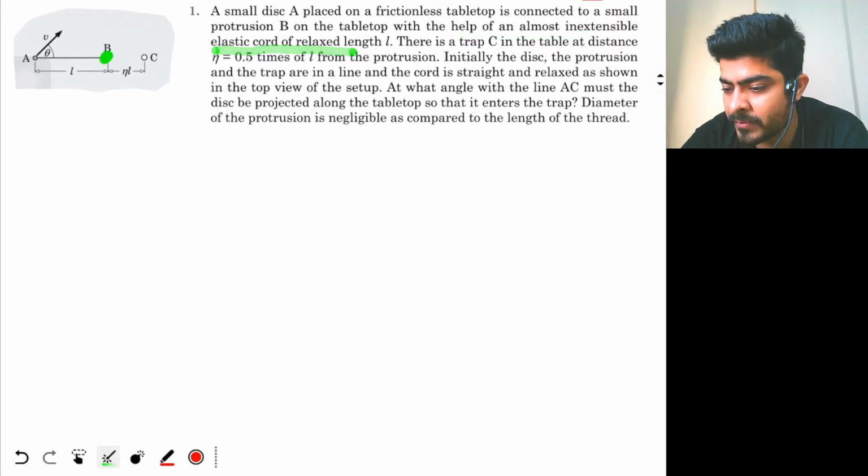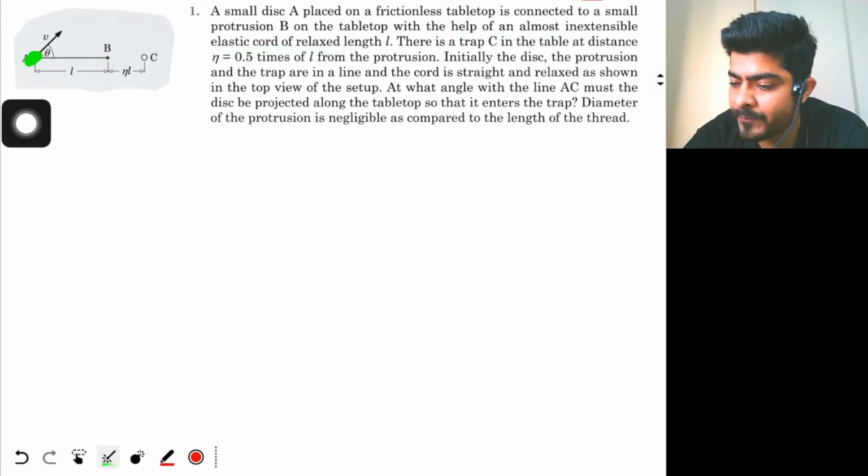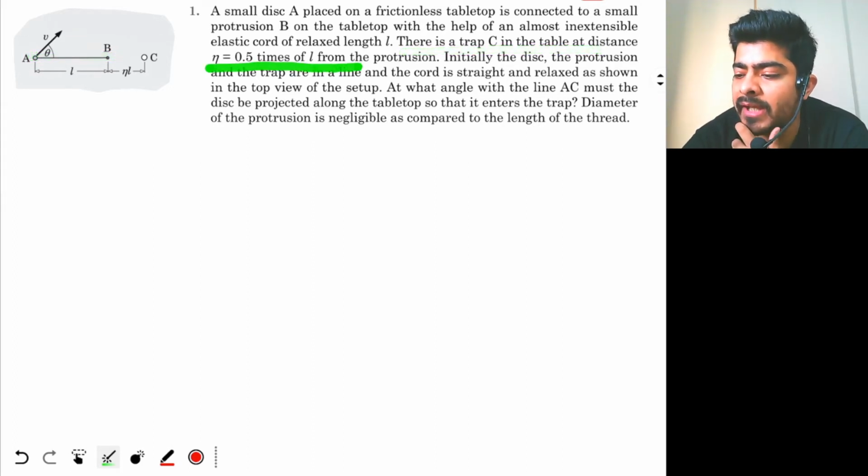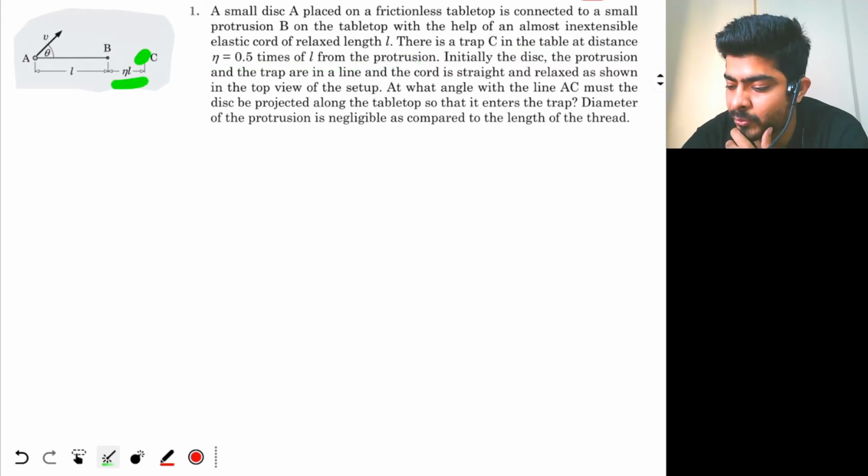So this is your protrusion B. This pebble A is connected to B via a string of length L. There is a trap C in the table at a distance n equal to 0.5 times L from the protrusion. So here we have a trap. This distance is L by 2. Let's write over here L by 2.